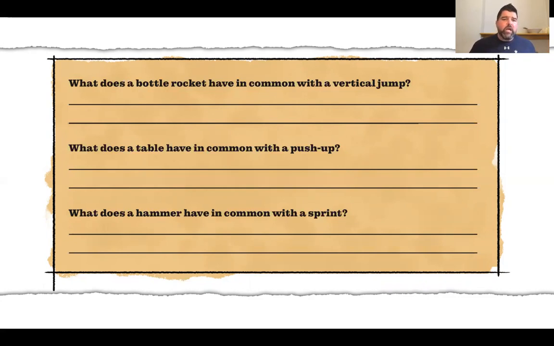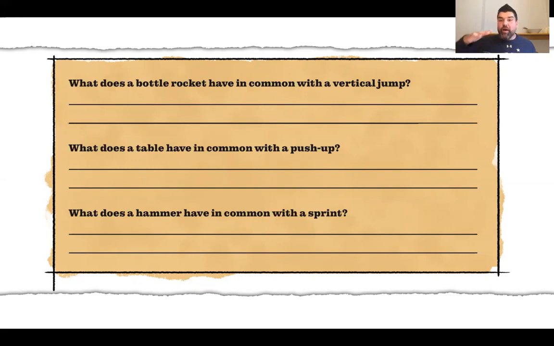And if we think about it, okay, a vertical jump goes straight up explosively. Well, what does a bottle rocket do? It goes straight up explosively. So even though they are vastly different things, the human body to a bottle rocket, we can see that they share characteristics. And I would imagine even if you came up with different associations, you still were able to call upon associations quite quickly. Now, a table, static object, push up, it's something dynamic.